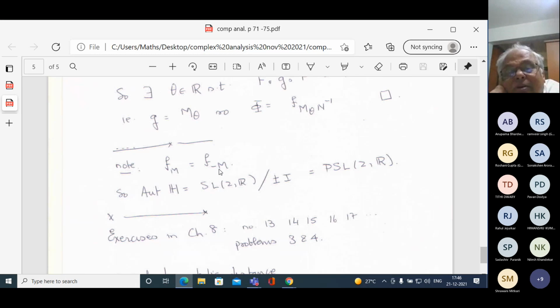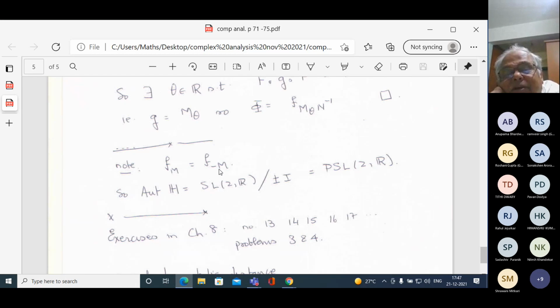So SL2R modulo the normal subgroup plus minus identity is called PSL2R, projective SL2R. So the theorem is that the automorphism group of H is isomorphic to PSL2R. I should not say equal to, I should say isomorphic to PSL2R. And we have essentially proved this.